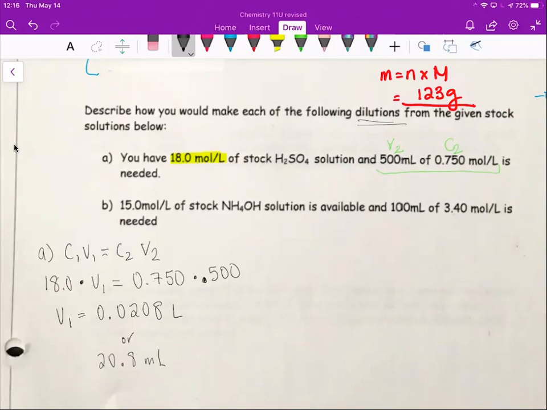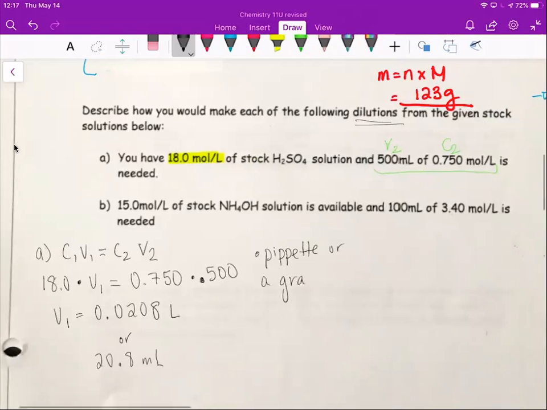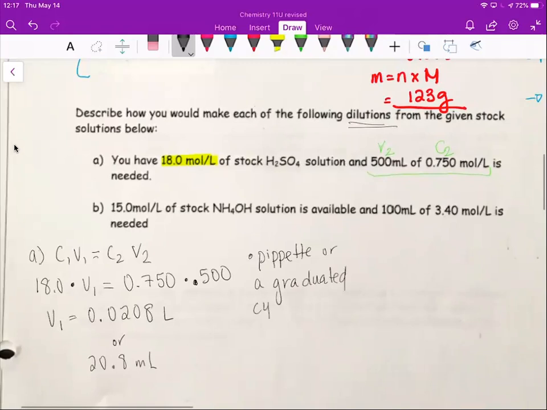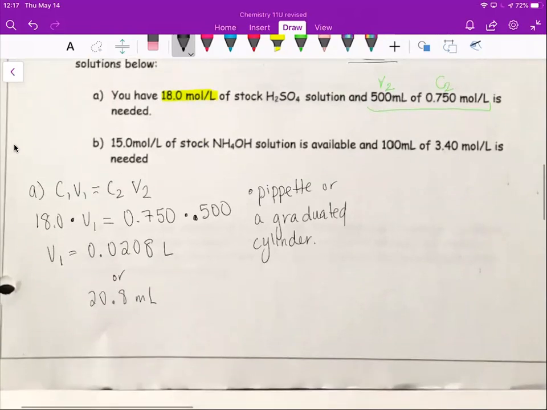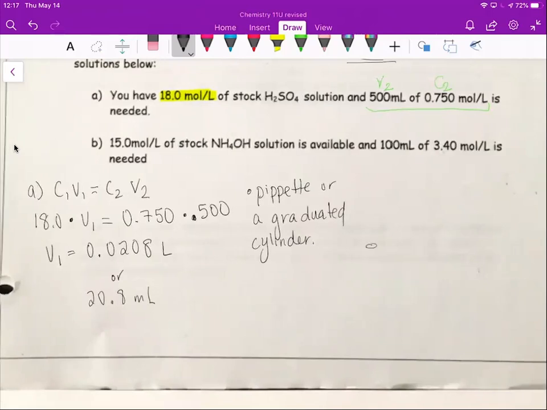Now, your procedure for a dilution is you're going to either use a pipette or a graduated cylinder. For 20.8 milliliters, I'd probably use a graduated cylinder. You might have to use two, one that you would calculate 20 milliliters and one that you would calculate 0.8 milliliters, or you can use a pipette. Again, you'd probably have to use two pipettes, one that got you the 20 milliliters and one that got you the 0.8 milliliters. And then what are you going to do? Well, you need 500 milliliters, so you're going to get a 500 milliliter volumetric flask.